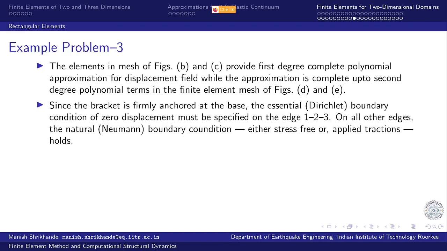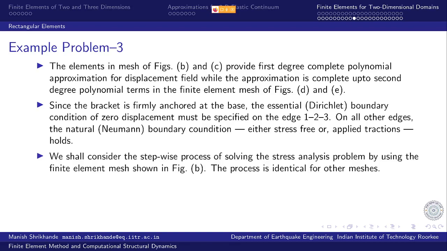Since the bracket is firmly anchored at the base, the essential or Dirichlet boundary conditions of zero displacement must be specified on the edge defined by the node line 1, 2, 3. On all other edges, the natural or Neumann boundary condition, either stress-free or applied tractions, holds. So this will be taken care of during the imposition of the boundary conditions.